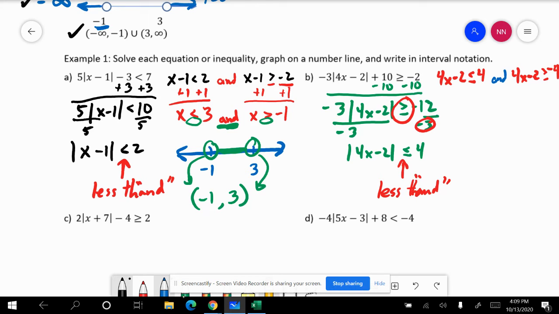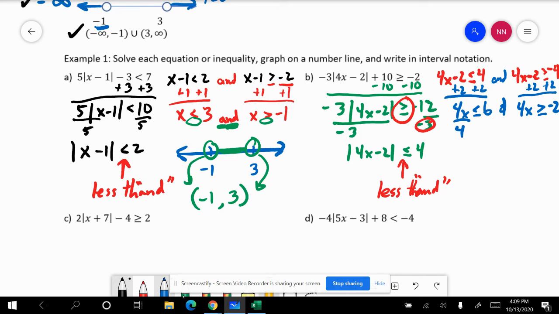And what I'm going to do is I'm going to add the 2 to start us off. And I get 4x is less than or equal to 6. I add the 2 on the other side. 4x is greater than or equal to negative 2.